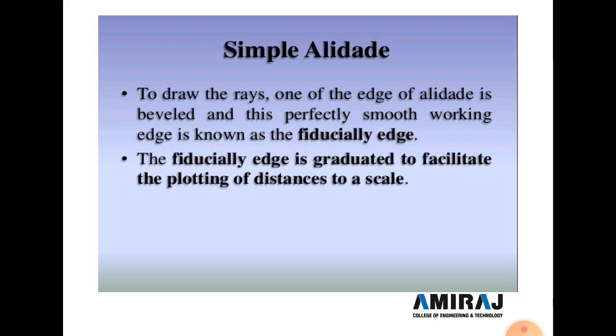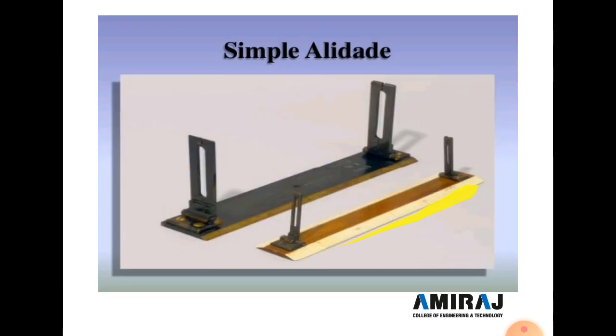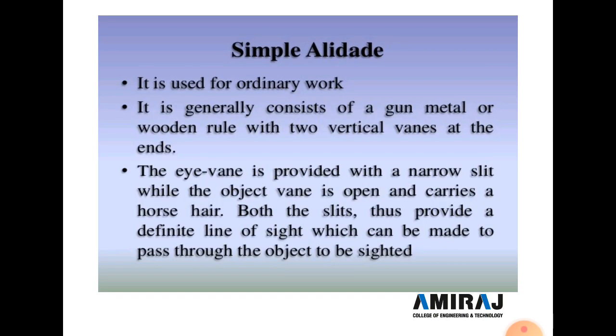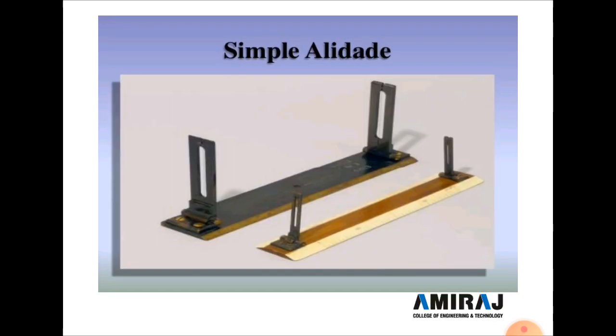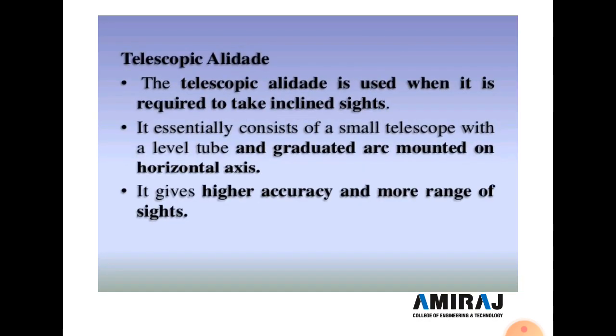Now, to draw the ray, one edge of the LED is beveled, and this perfectly smooth working edge is known as a fiducial edge. The fiducial edge is graduated with a plotting of distance to a scale. So, what is a fiducial edge? These are the marking portion. You can see it in this figure, these are the marking portion, it's called a fiducial edge. So the fiducial edge is a marking like your simple scale.